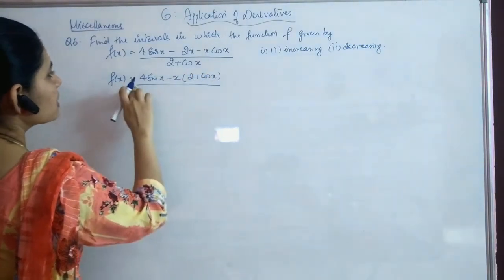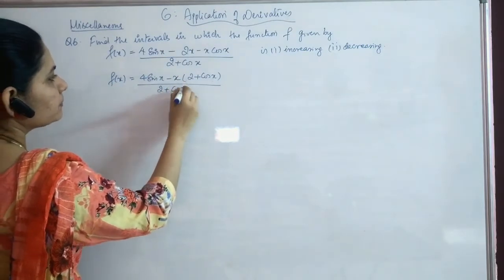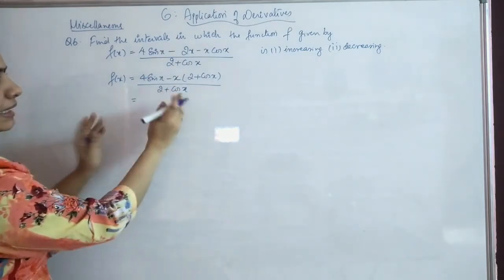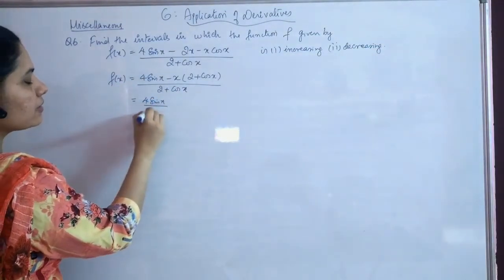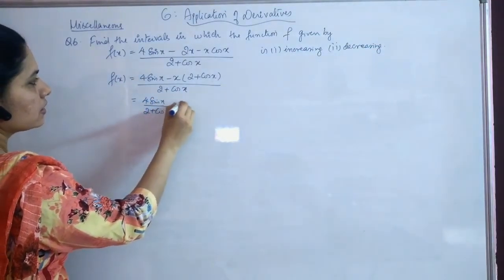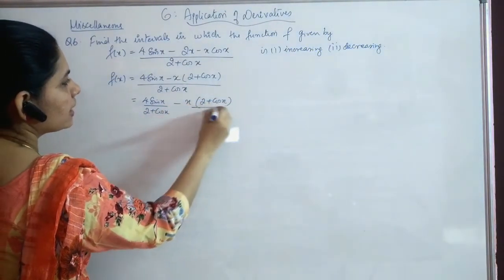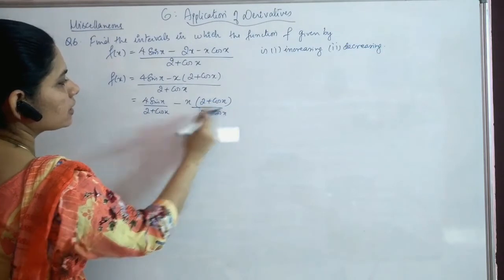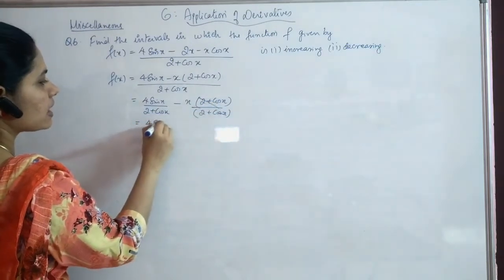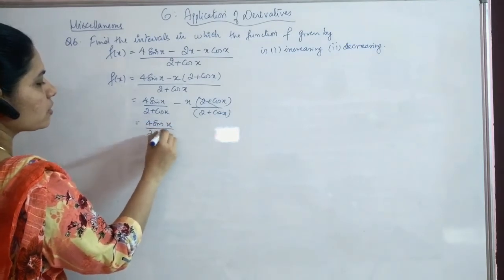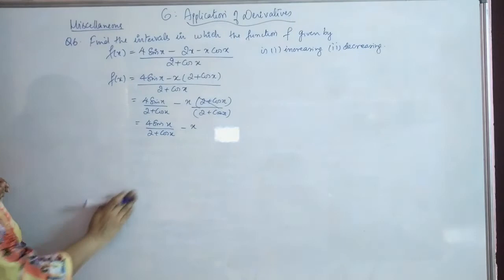So that this question becomes a little bit shorter. Now I am just separately dividing. So the first term I am taking as 4 sin x divided by 2 plus cos x, minus x into 2 plus cos x by 2 plus cos x, so that the second term becomes only x. Here you can cancel, and this becomes 4 sin x by 2 plus cos x minus x only. Now you can differentiate easily.